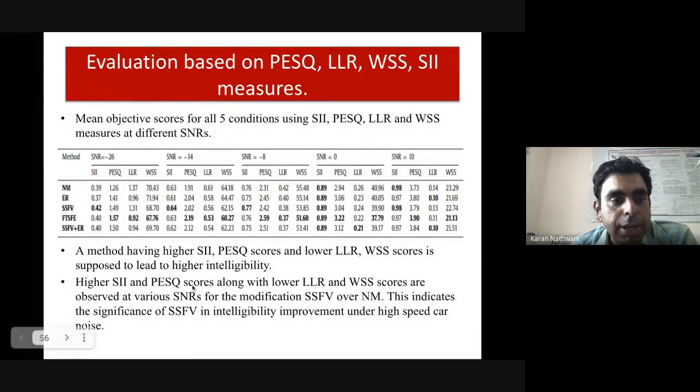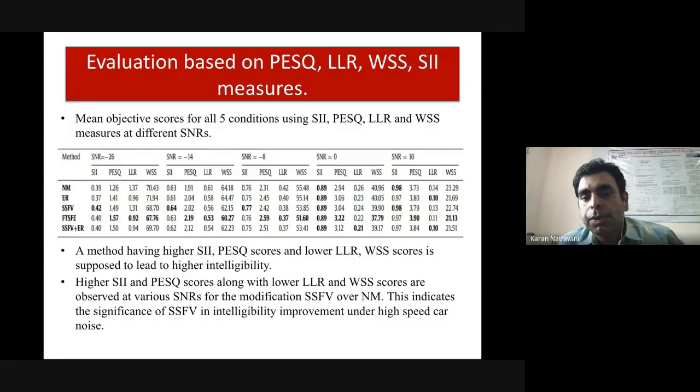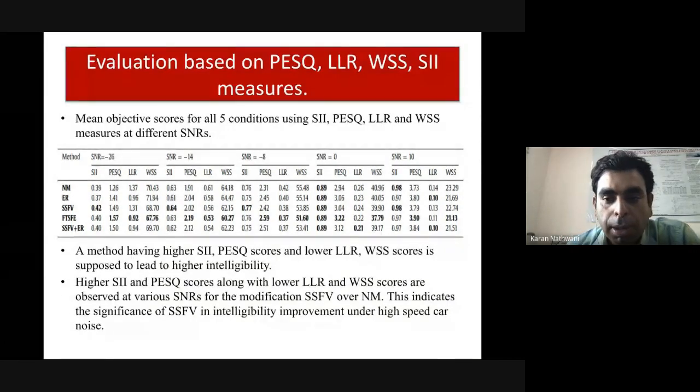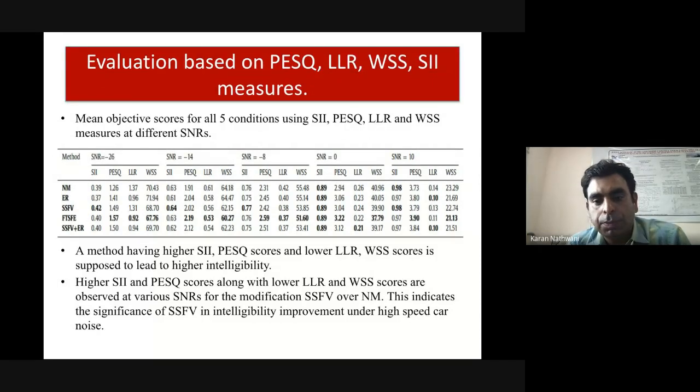Any doubt, any confusion, any queries till this point? I can wait for a minute, then we can proceed further. Do you have any doubts, participants? No, sir. Okay.